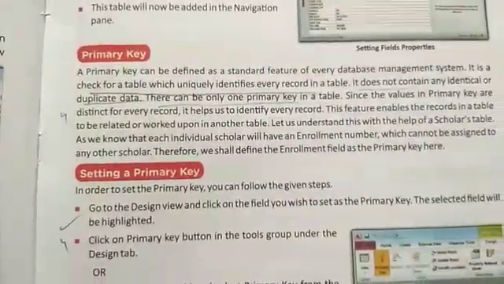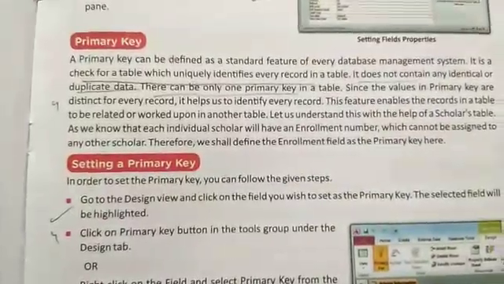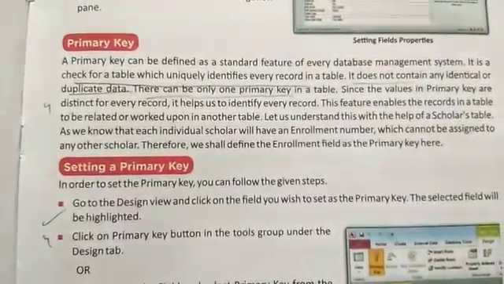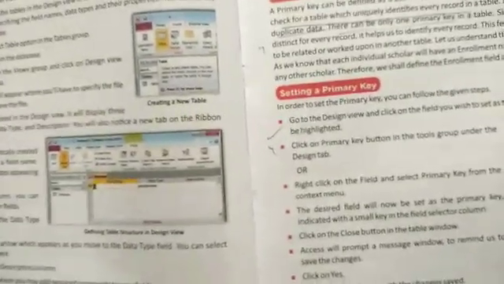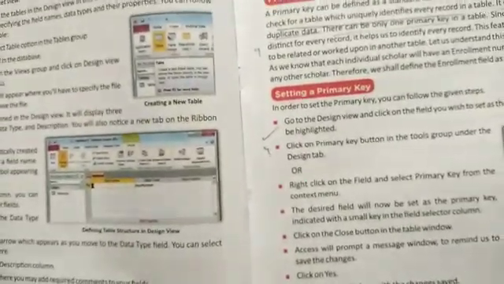Let us understand with the help of a scholars table. As we know, each individual scholar will have an enrollment number which cannot be assigned to any other scholar. Therefore, we shall define the enrollment number as the primary key. I have given you an example as per your school. All the students of our school have an admission number, which is considered a registration number, and that is different for every two students. You know this thing very well.